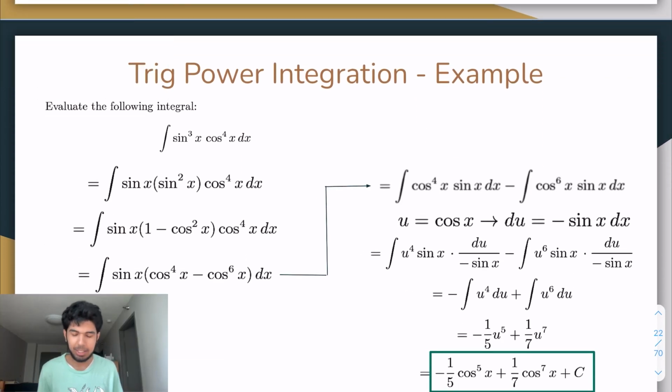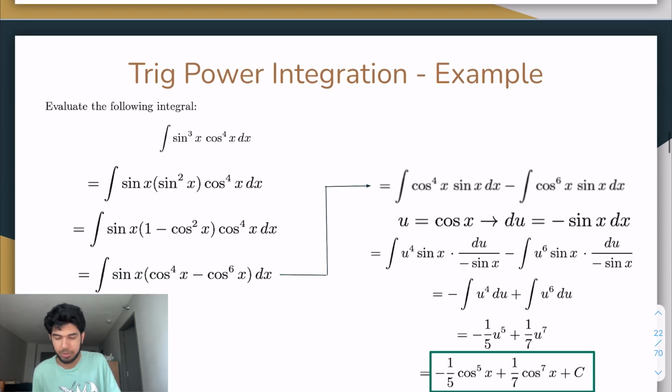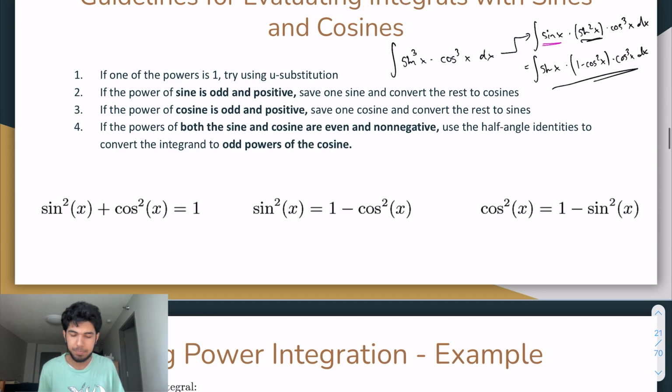So here's a little example. I kind of just showed one before, but this one is a little bit more in depth. We have the integral of sine cubed of x times cosine to the 4th of x. So if we look at our guidelines, the first guideline, if one of the powers is 1, try using u-substitution. Well, the powers we have are 3 and 4, so we can't follow that guideline.